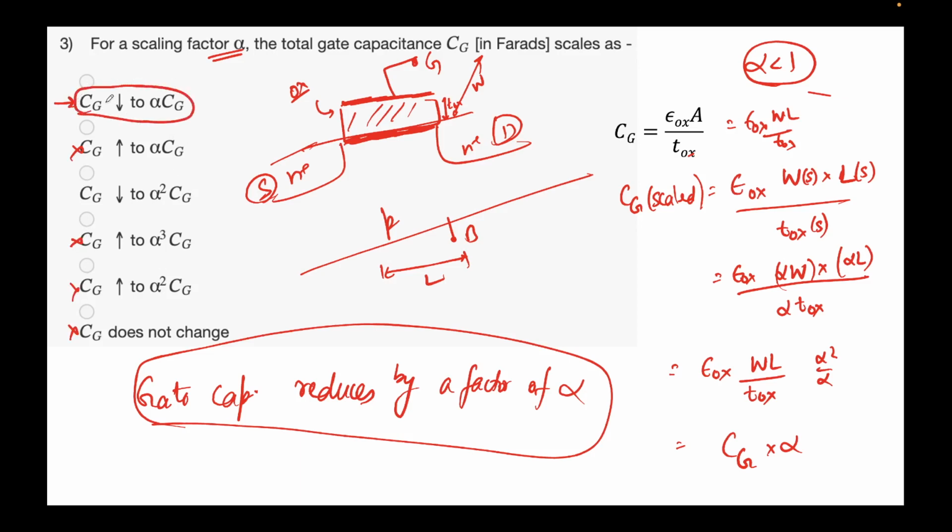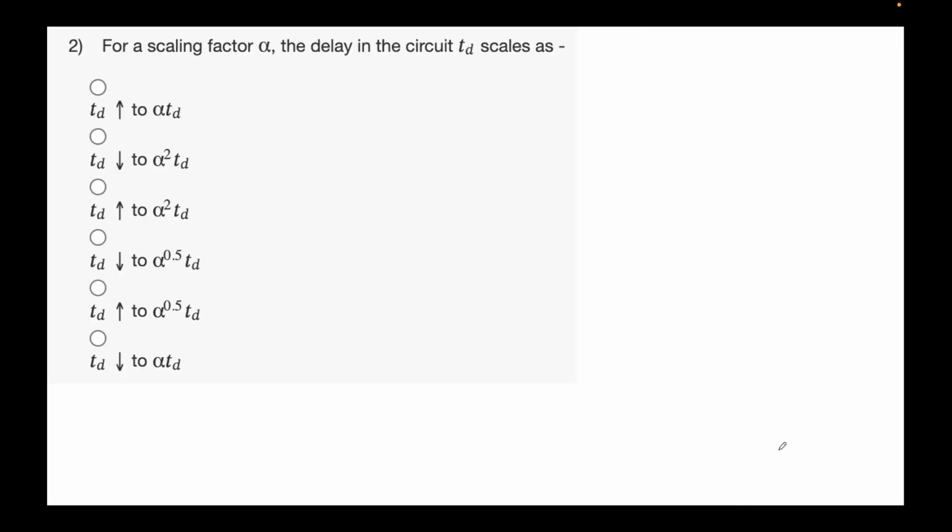This is just one of the parameters. There's nothing fancy that we have done here. We know how all the parameters are changing except for permittivity, and we just put in the new, scaled values, and then we obtained the scaled gate capacitance in terms of the original gate capacitance. So it gets reduced by a factor of alpha.